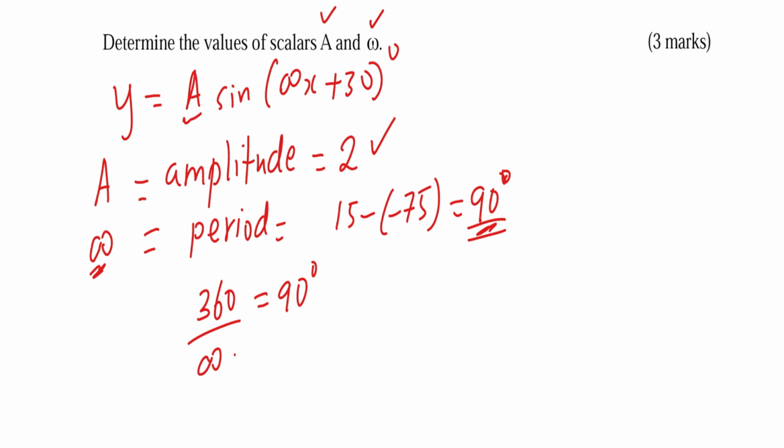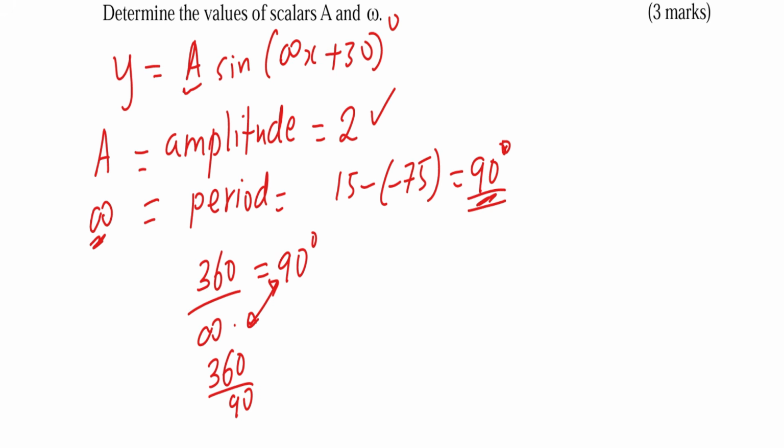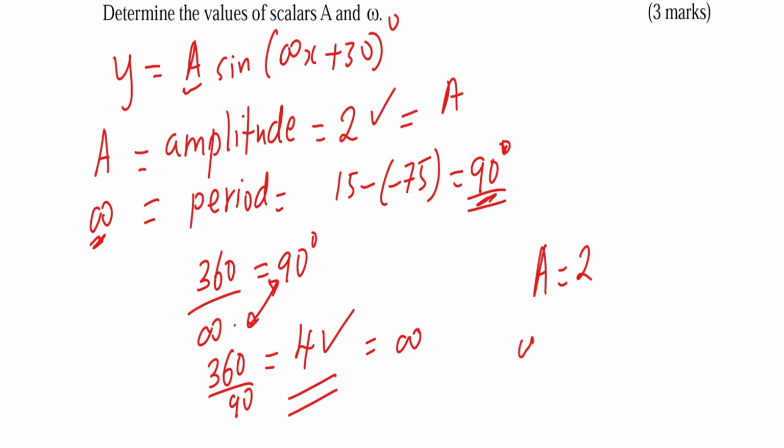So let's find this. You take 360, you can interchange this one to come here and the other one to come here. So you take 360 divided by 90. Done. If you take 360 divided by 90, it should give you 4. And that is your answer. So this one is 4. And A is this one. So let me just write it here. So A is 2. And this, I don't know which symbol this is, this is 4. So yeah.